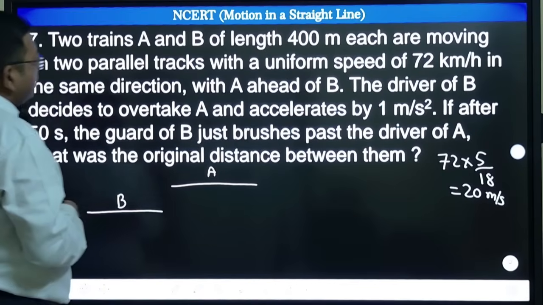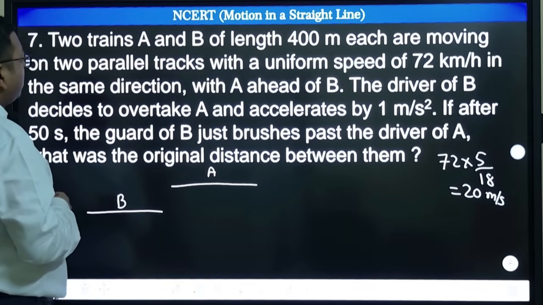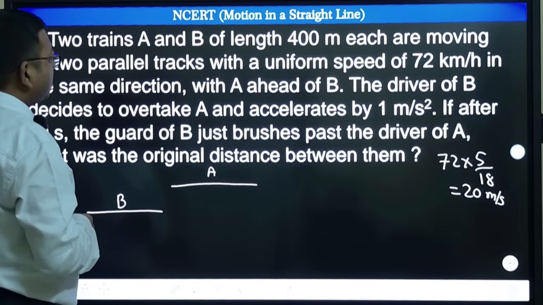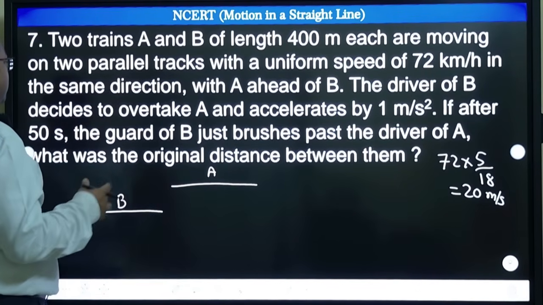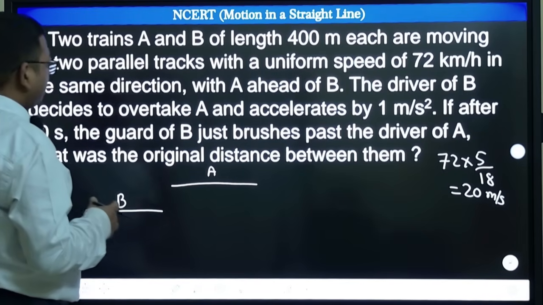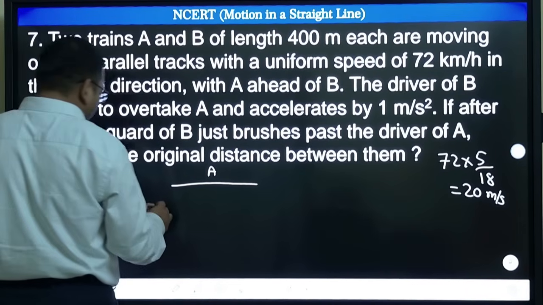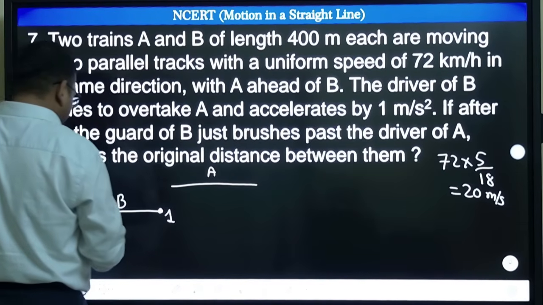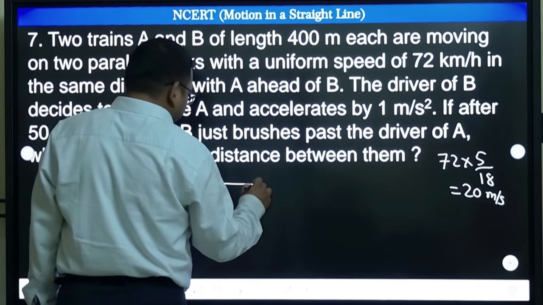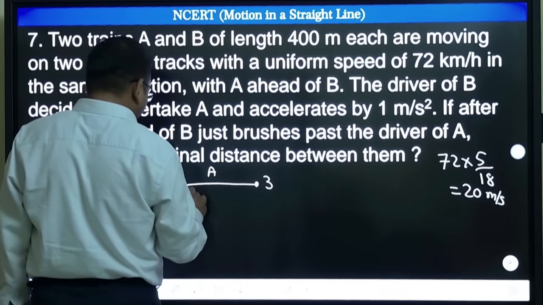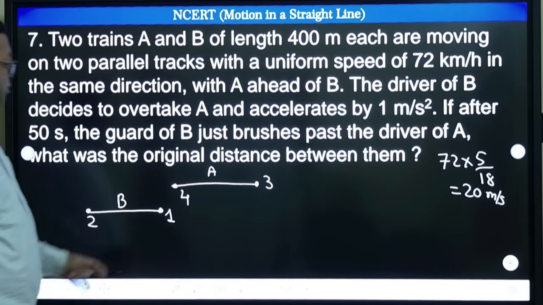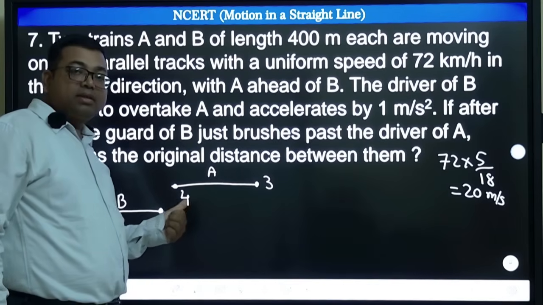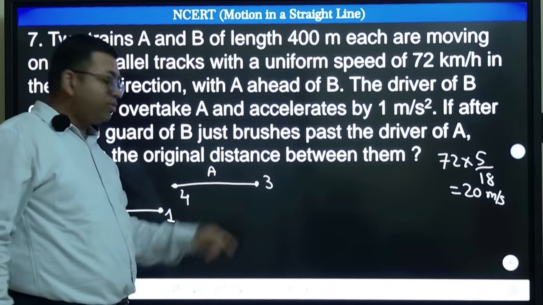Okay, right? And the driver of B decides to overtake A and accelerates by 1 meter per second square. If after 50 seconds the guard of B just brushes past the driver of A. So first of all, note what is driver and what is guard. So this front part, let us mark this as 1 and 2, and this as 3 and 4. So this 3, the front part of this is like the driver, the back part is like the guard. Okay, back is guard, front is driver.